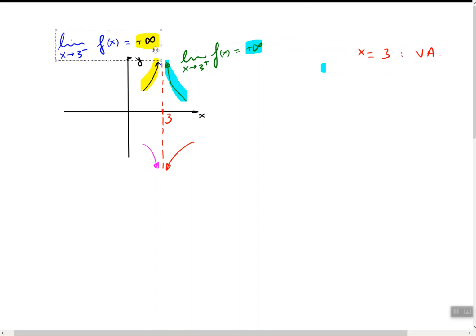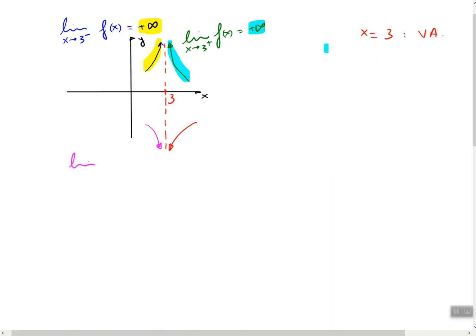But for a vertical asymptote to exist, you don't have to have these two. You could have the function going down. So how do you say that it's going down? You say something like this: the limit as x approaches 3 from the left of f of x is negative infinity. This would mean that my function is going downhill before I arrive to 3. And finally, the last one: the limit as x approaches 3 from the right of f of x is negative infinity. This would imply that the function is going down as I come towards 3.